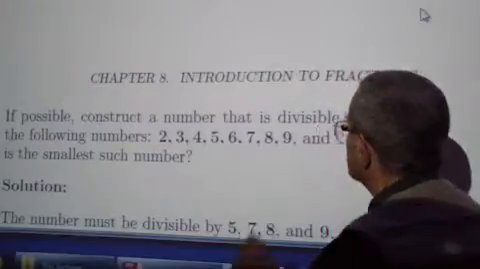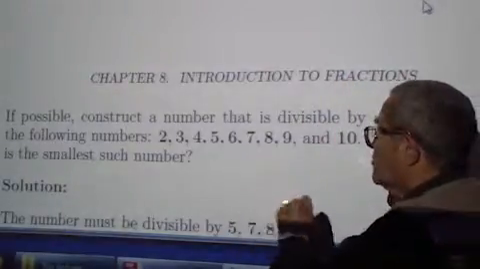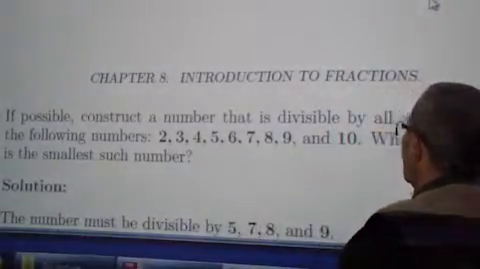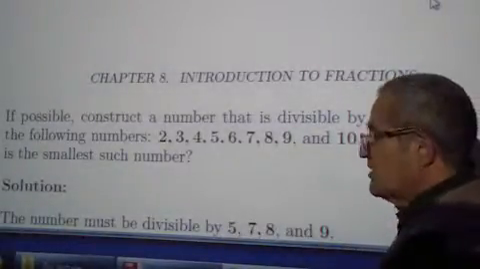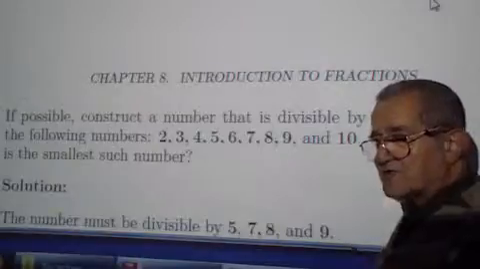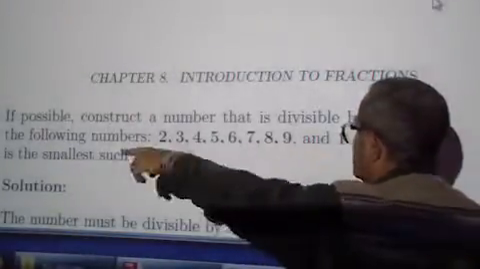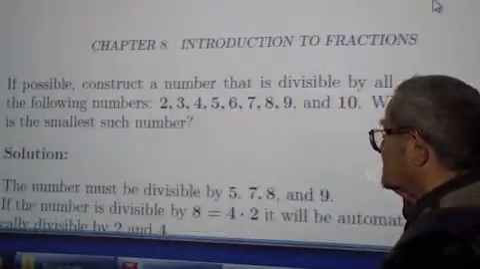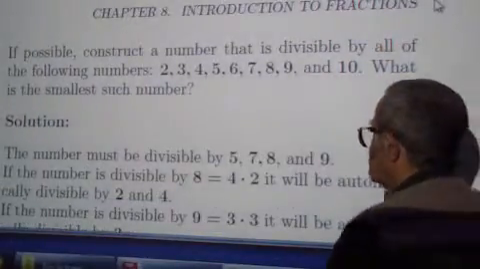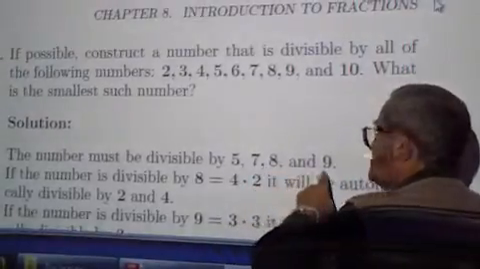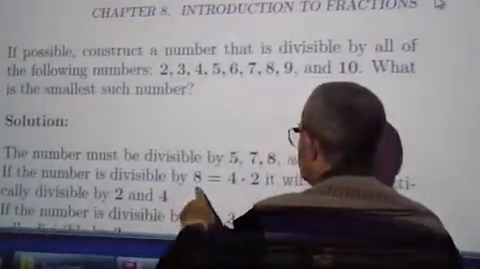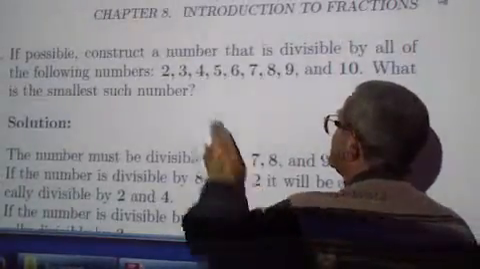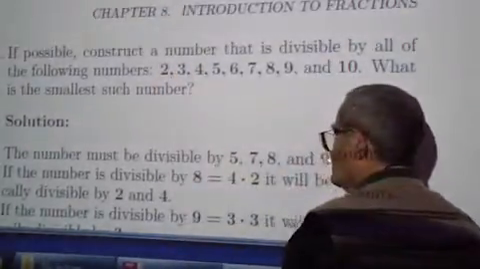If possible, construct a number that is divisible by all of the following. Divide by 2, 3, 4, 5, 6, 7, 8, 9, and 10. What is the smallest such number? I'm asking for the smallest number because if you multiply all these together, you have a number that you can divide by each of these. Now, the number must be divisible by 5, 7, 8, and 9. If the number is divisible by 8, it's also divisible by 4, and it's divisible by 2, so you don't need to worry about the 2 and the 4.